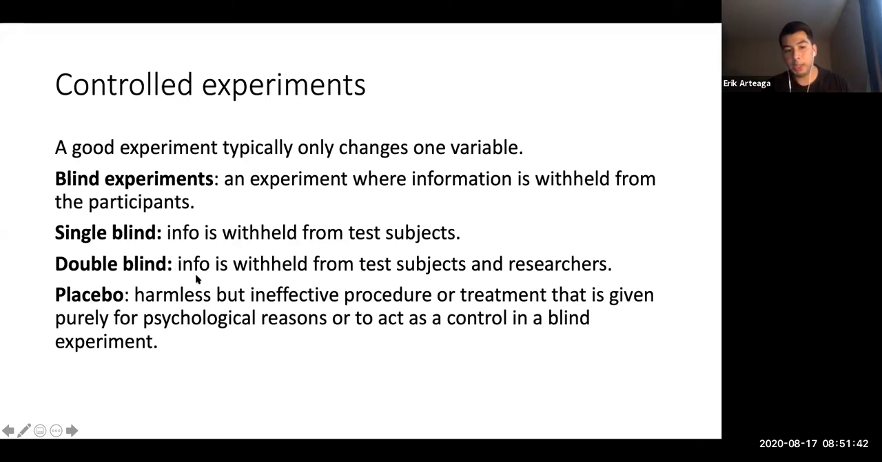Okay, so a double-blind experiment is one where the information is withheld from the test subjects and the researchers. So typically, I've seen it with psychological studies where you're administering some sort of treatment or some sort of test, and the experimenter doesn't know what they're providing or what type of treatment they're giving the individuals receiving it. Okay, so again, you want to make sure that the researcher is not introducing a bias towards the test group. Okay, I know that sounds kind of crazy, but it's true.